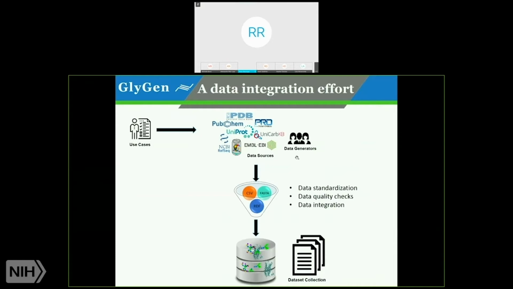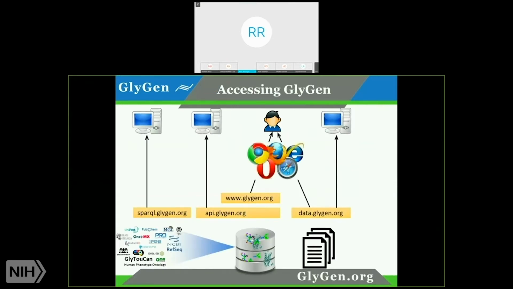In addition to these resources, we also have data from people that generate data and are willing to share this with us. We download this information from these resources, and then we standardize the data, we deal with the different data formats, we do some quality checks, and then we integrate that into one consistent data collection. Of course, that data collection is only useful if people can actually access it. That's why we provide a lot of different interfaces where people can get access to that data.